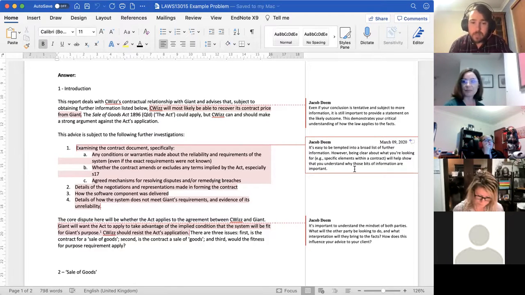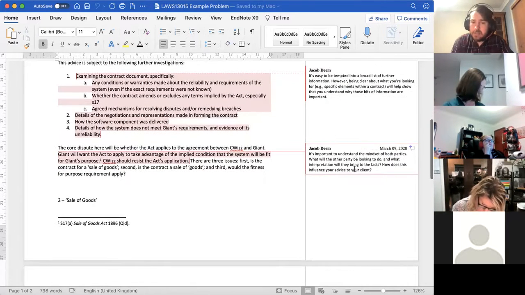Instead, what I'm really looking for is some really clear, specific bits of information and why they matter. So, for example, don't just say, oh, well, we want to see the contract document. What are you looking for in the contract document? Why would that matter? That's a much better way of showing to me as the marker that you understand what's going on here and that you can critically analyze the facts that you do have and the facts that you're missing.